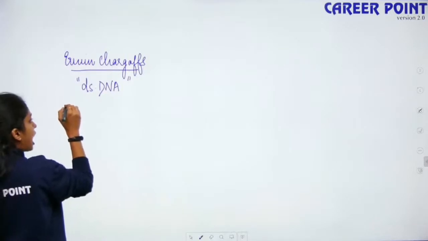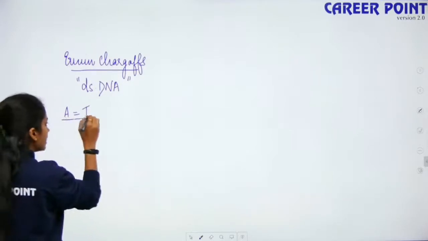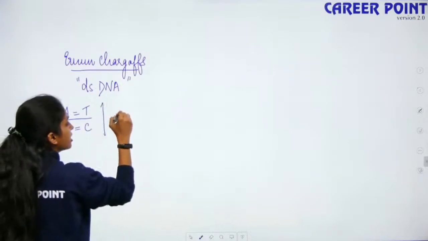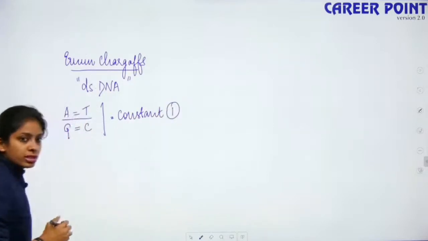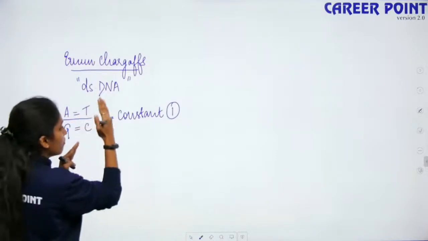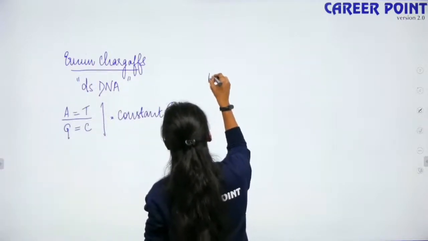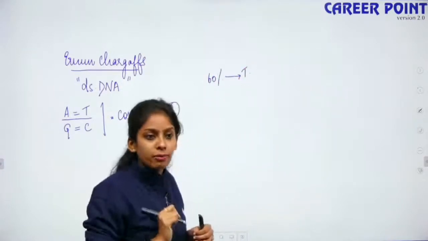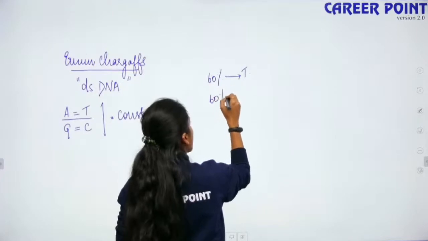Okay. So he said the amount of adenine equals the amount of thymine, the amount of guanine equals the amount of cytosine, and everything put together is a constant. That is 1. Suppose I say I have 60% thymine in my DNA, then I can easily find out my adenine, because T pairs with A, right? Yes. So 60% is my adenine as well.